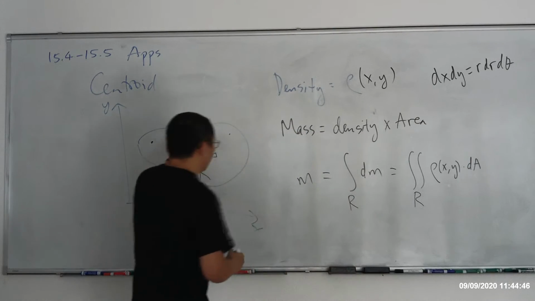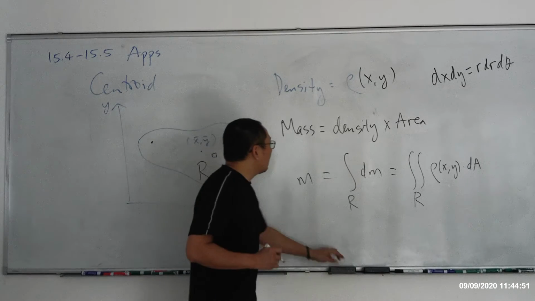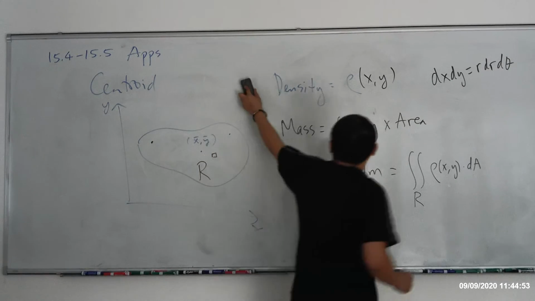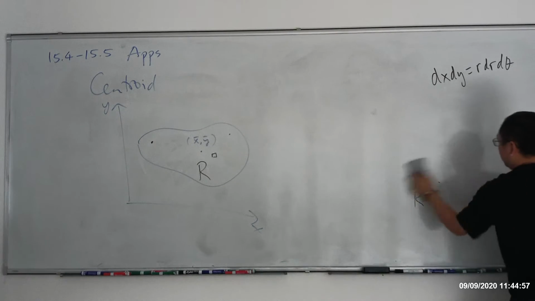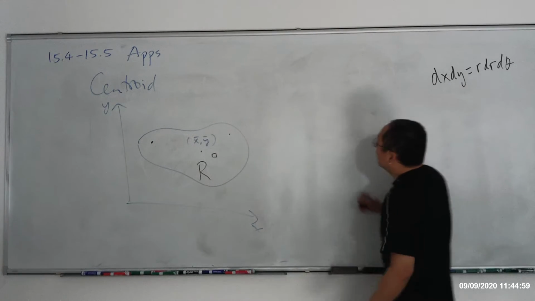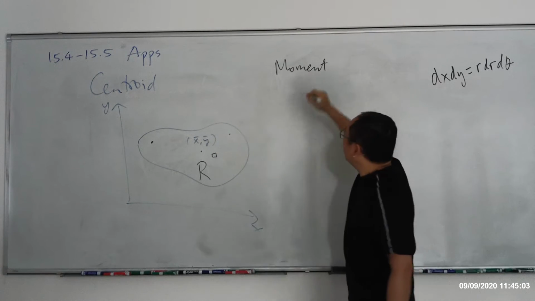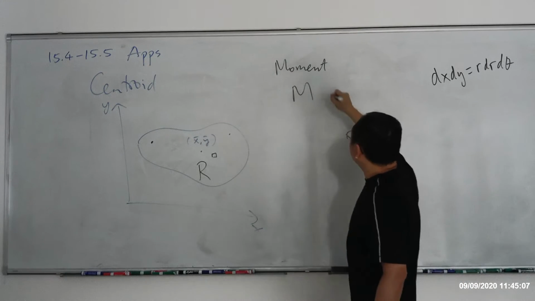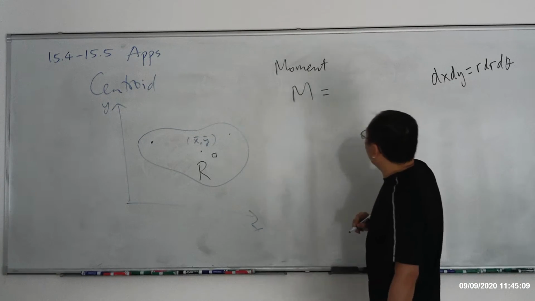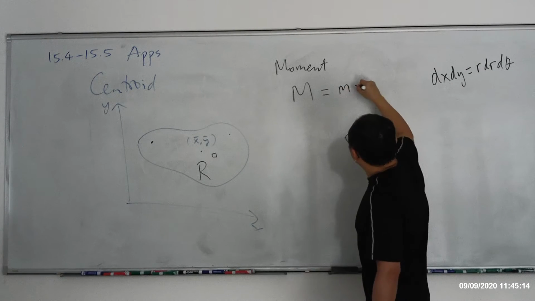You have the mass of the whole object calculated this way. This is the formula for the mass. And now I'm going to talk about something called moment. Moment. I think our book denotes it by a capital M. Mass is lowercase m, okay? Moment, upper M, is what? The distance times the mass, or mass times the distance.